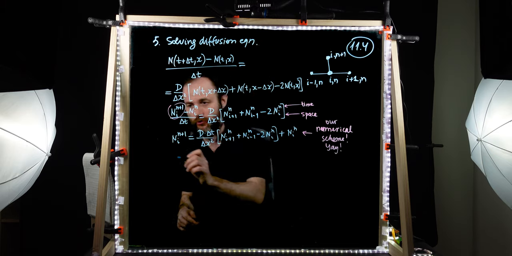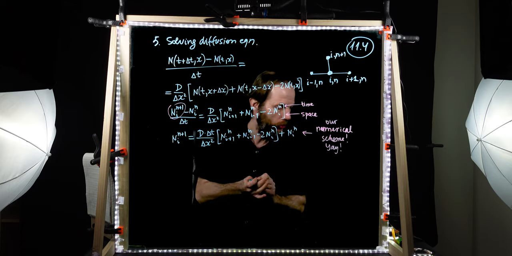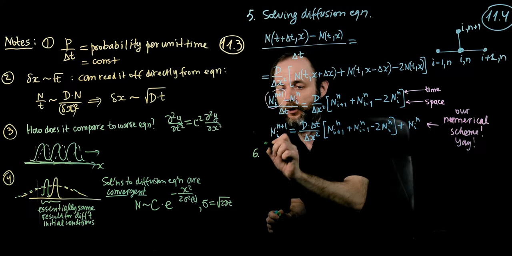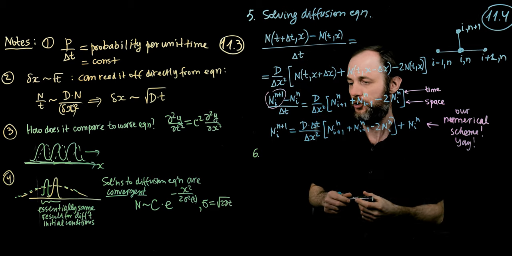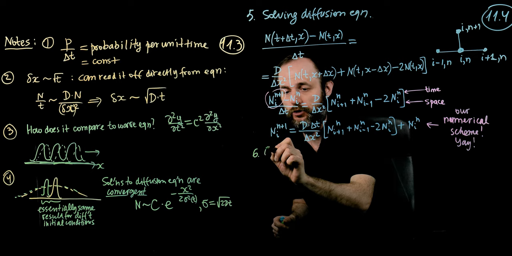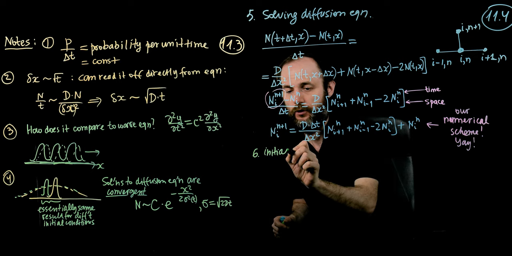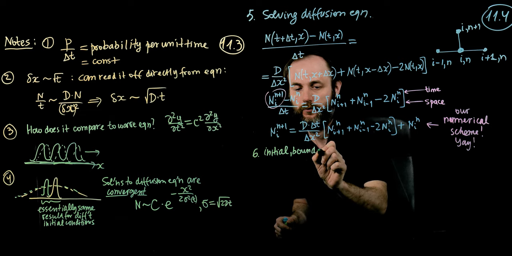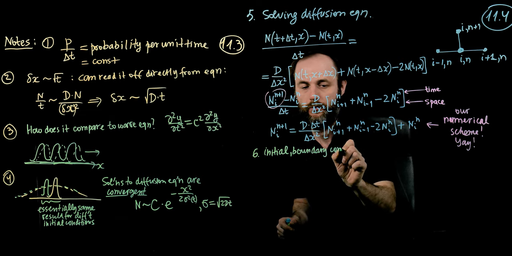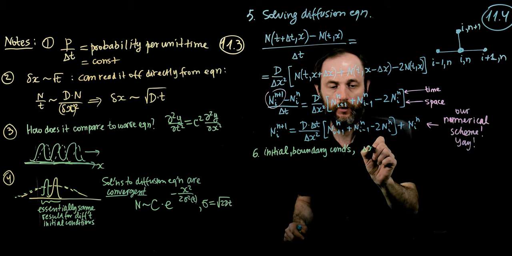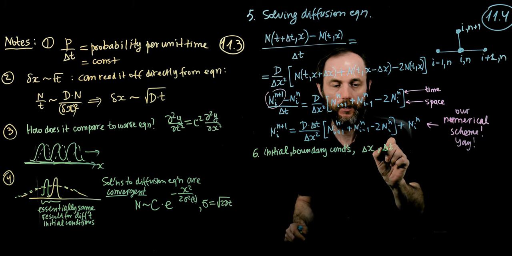So let's try and address that in item 6, which I'm going to draw in a different color for variety. So let's discuss the initial conditions, boundary conditions, and the choice of delta x and delta t.